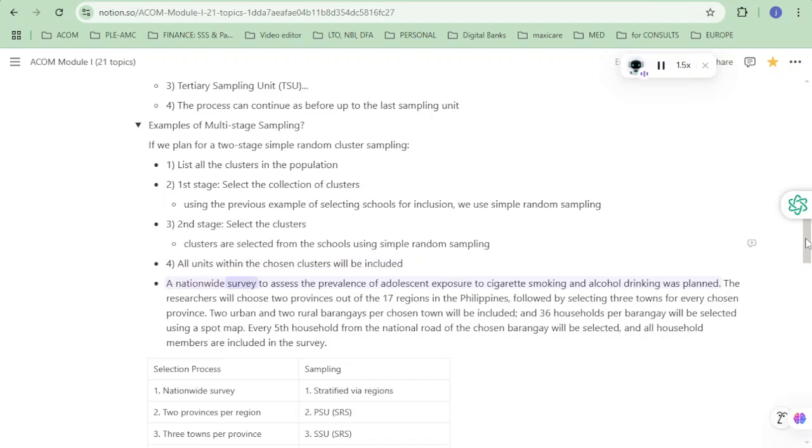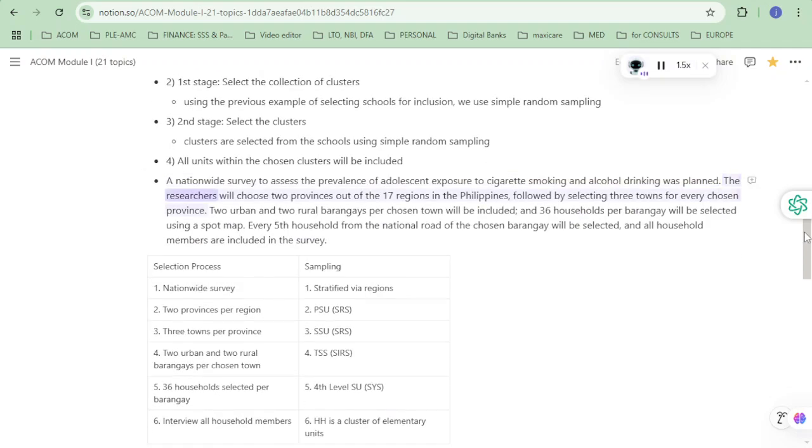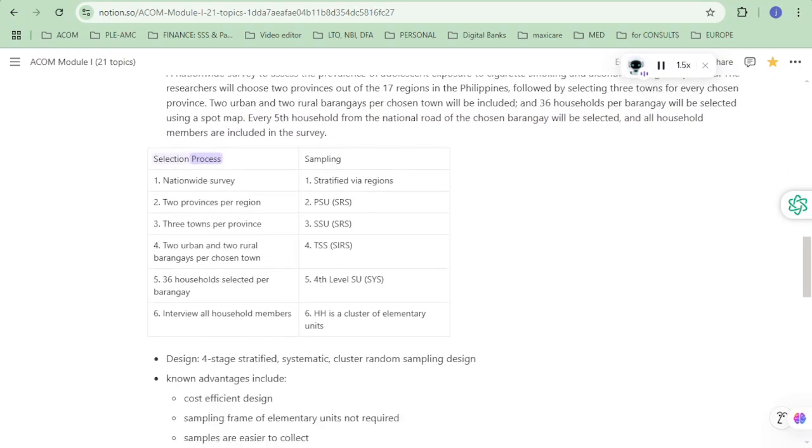A nationwide survey to assess the prevalence of adolescent exposure to cigarette smoking and alcohol drinking was planned. The researchers will choose 2 provinces out of the 17 regions in the Philippines, followed by selecting 3 towns for every chosen province. 2 urban and 2 rural barangays per chosen town will be included, and 36 households per barangay will be selected using a spot map. Every 5th household from the national road of the chosen barangay will be selected, and all household members are included in the survey.